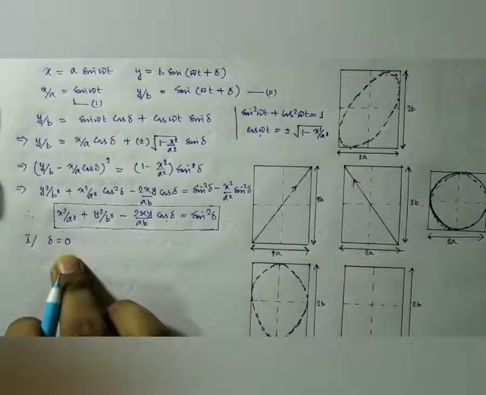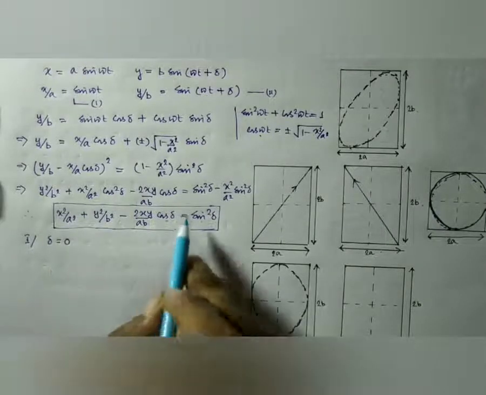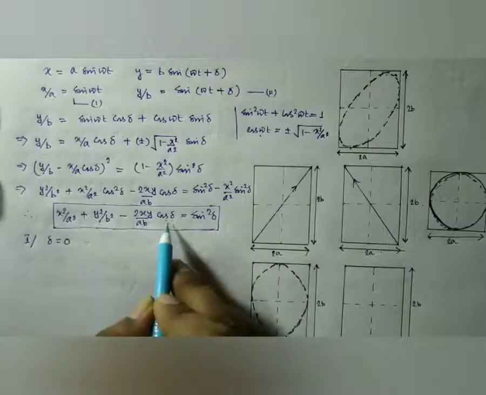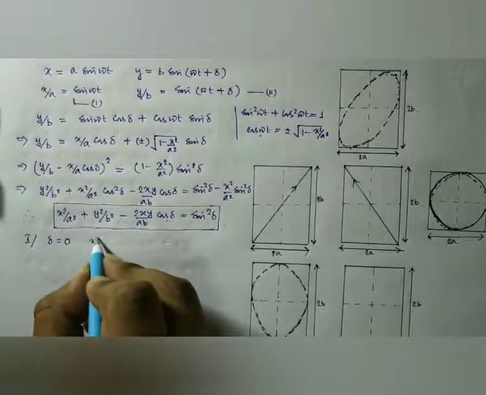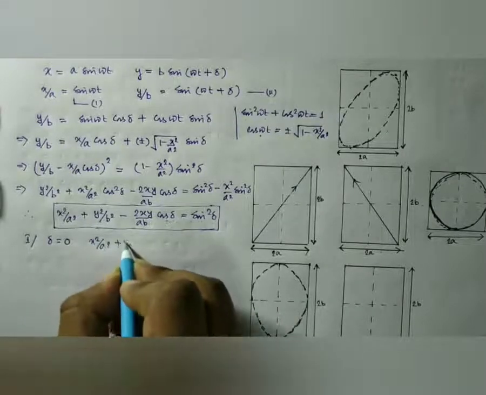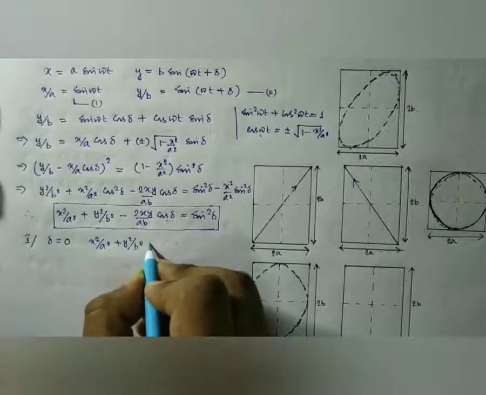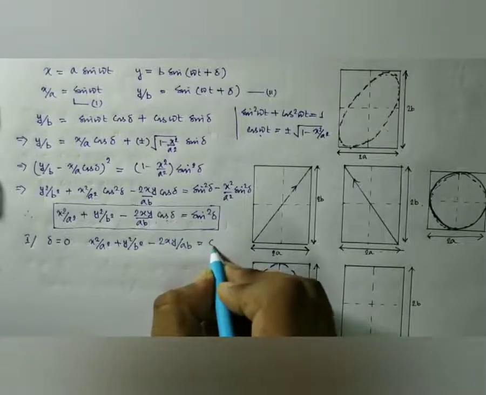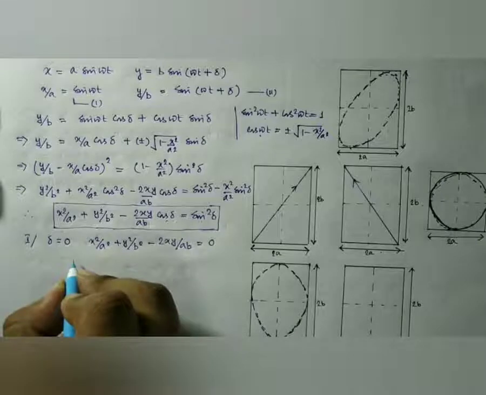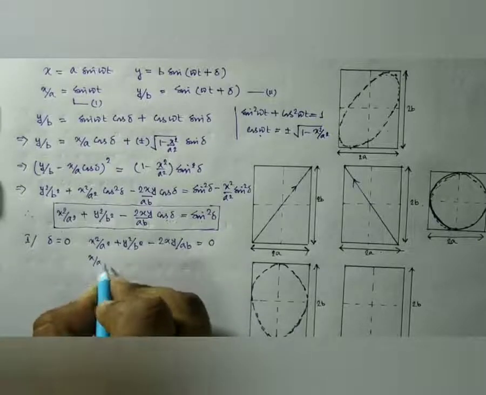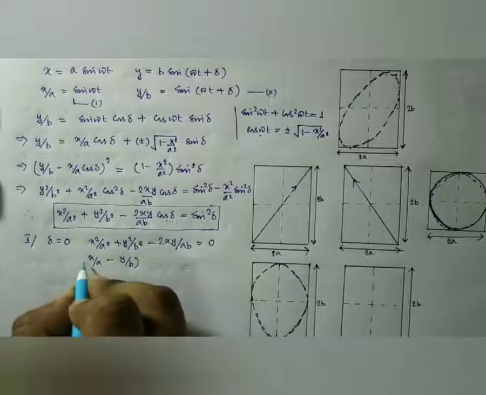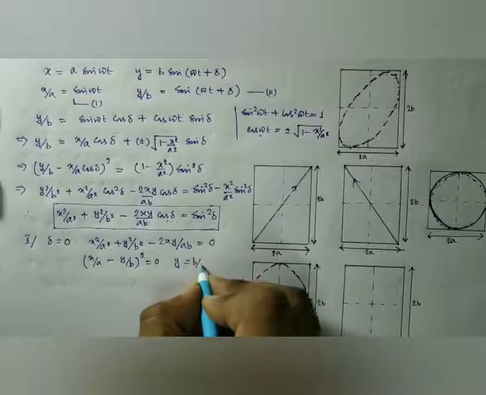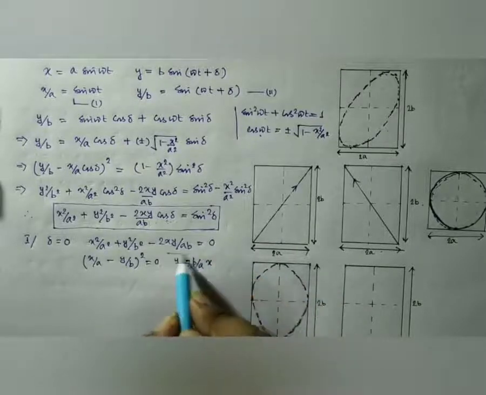So if delta is equal to 0, then what do we have? We put it here: sin 0 is 0, cos 0 is 1. So we have x square by a square plus y square by b square minus 2xy by ab equal to 0. So this gives us x by a minus y by b whole square equal to 0. So we have from here y equal to b by a into x, that is y equal to mx.